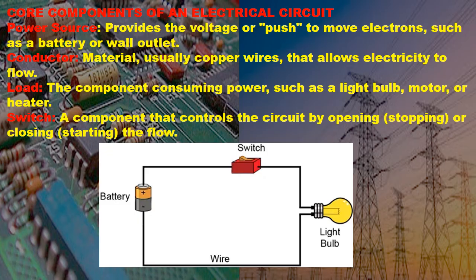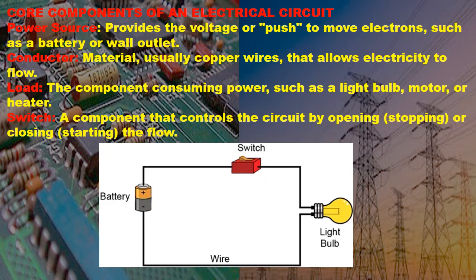Okay, switch is like a control in a circuit. We cannot allow power to run in a circuit continuously to light up the light or run the motor. We have to have some sort of control. That's when a switch comes in. A switch is a control device that opens and closes the circuit to allow current to flow through, or opens the circuit to stop current from flowing. So that's what a switch does in a circuit. A component that controls the electricity by opening, stopping, or closing, starting the flow.